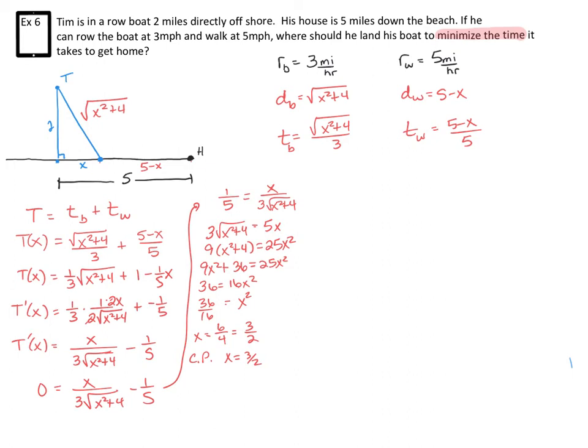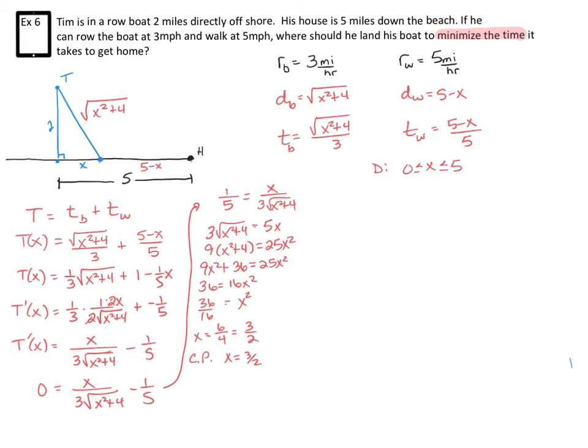We now need to determine, okay, is that a max? Is it a min? And we're going to actually use the candidates test here to do this because we do have endpoints. Our domain for this problem is going to be x greater than or equal to 0 and less than or equal to 5.